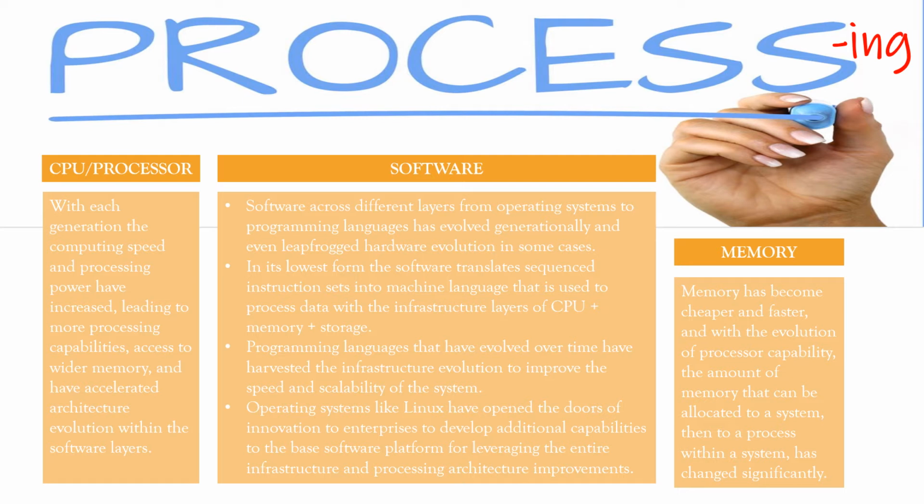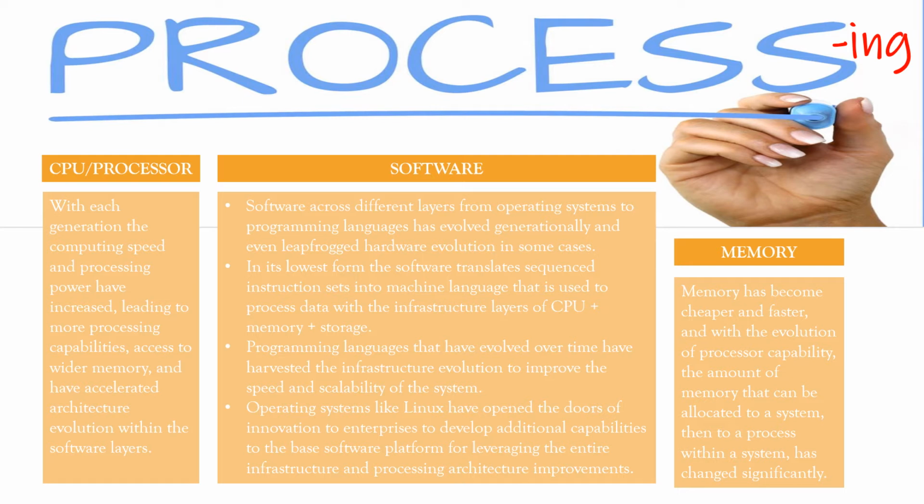So different computers have different speeds and different processing. Not every computer has the same CPU or the same processing. Not everyone can afford an i7. That means different processing or different types of speed here. Leading to more processing capabilities, access to wider memory, and have facilitated architecture evolution within the software layers. That's what I'm trying to say here. The different generations of computers have different speeds and different processing.